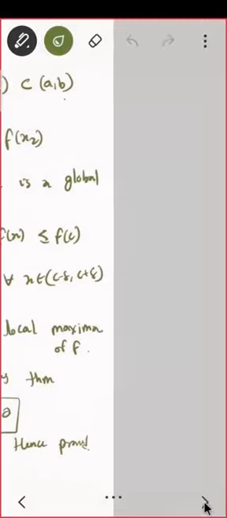Next is LMVT, Lagrange mean value theorem. Mostly we will refer to this as the mean value theorem. You can also see this as the Lagrange mean value theorem. What is the definition here?